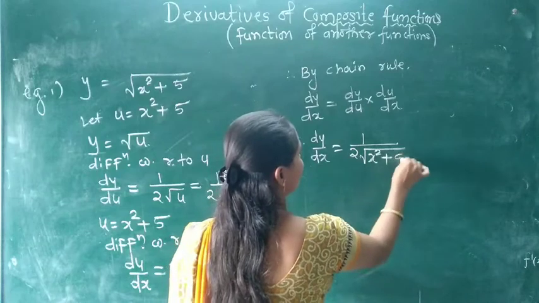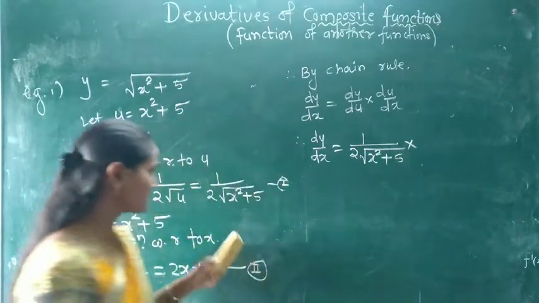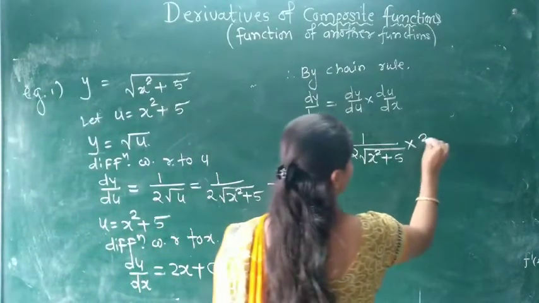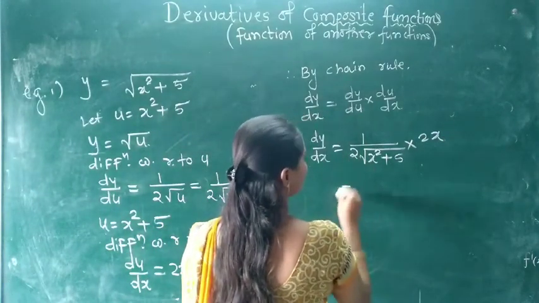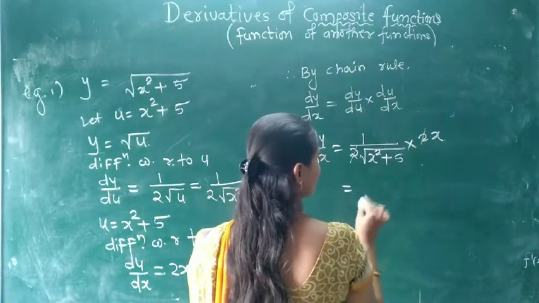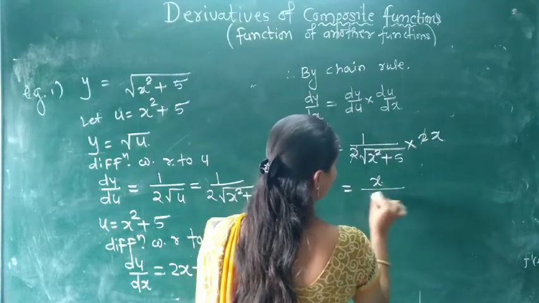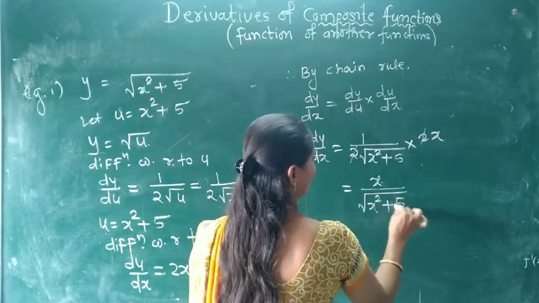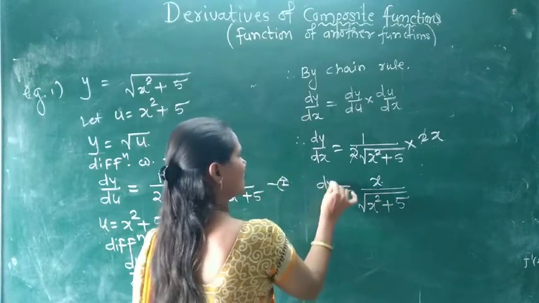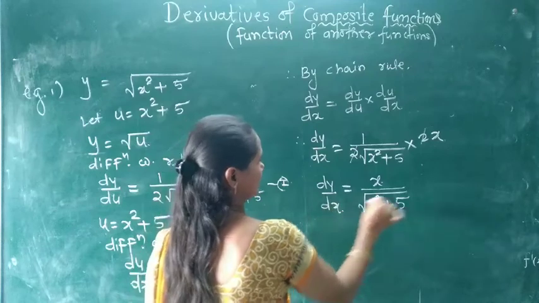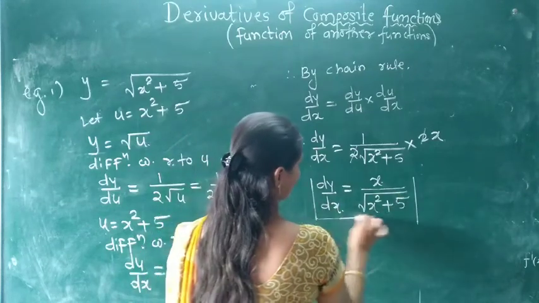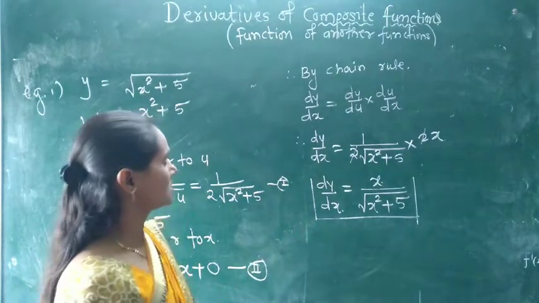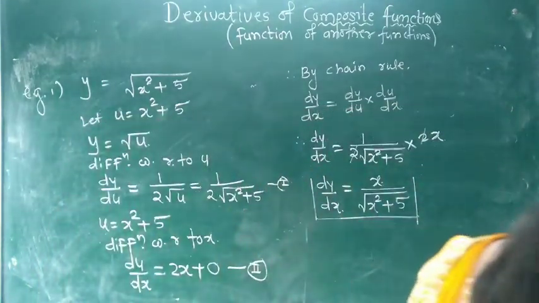2 root x square plus 5 into, what is du upon dx? It is 2x. So this 2 will get cancelled and the remaining term is x upon root x square plus 5, that is dy upon dx. By using the composite function theorem, we can find dy upon dx. Now we will take another example.